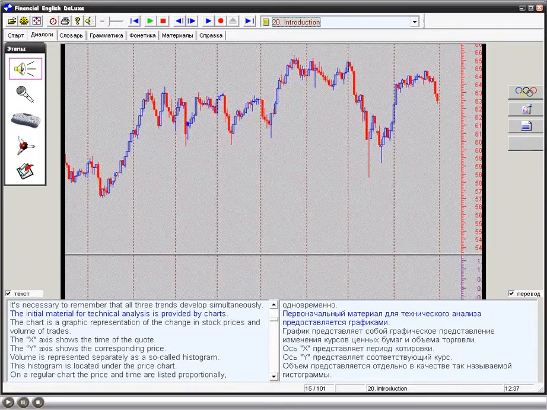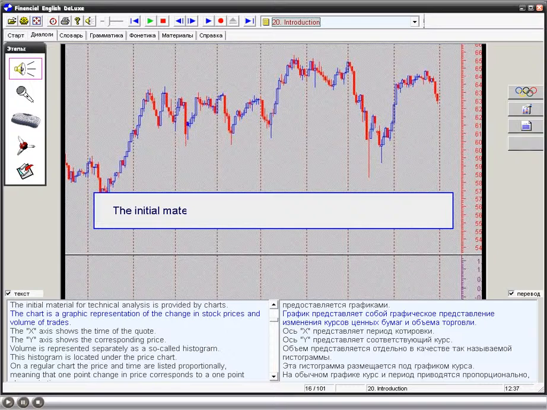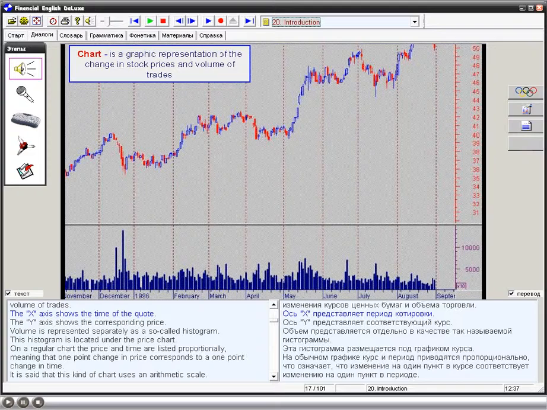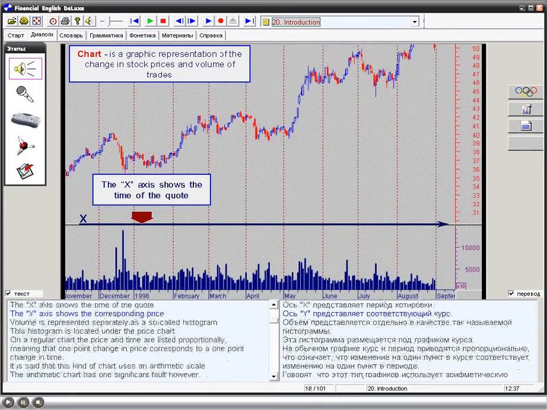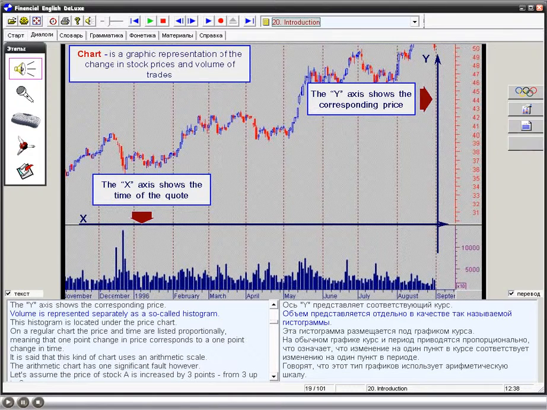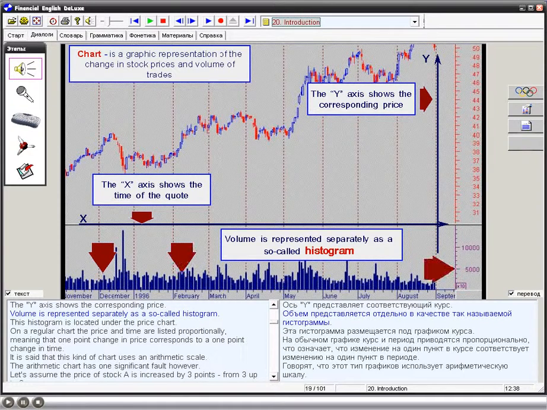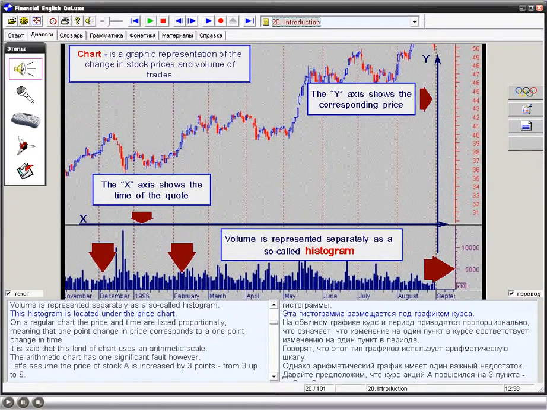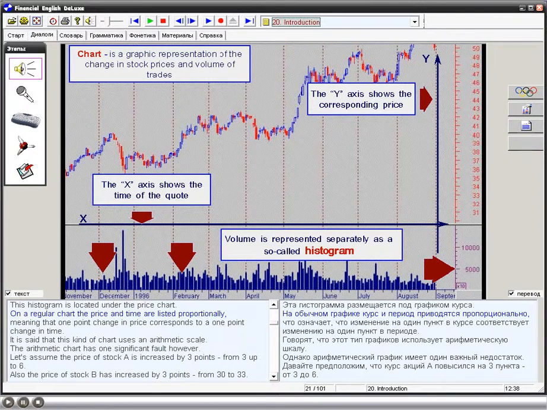The initial material for technical analysis is provided by charts. The chart is a graphic representation of the change in stock prices and volume of trades. The x-axis shows the time of the quote. The y-axis shows the corresponding price. Volume is represented separately as a so-called histogram. This histogram is located under the price chart.